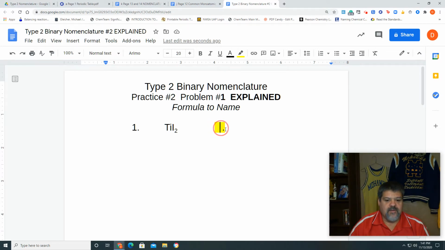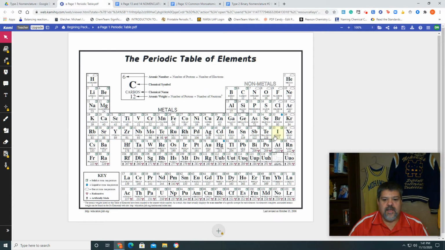So I'm going to quickly put in titanium over here, and then I'm going to put parentheses. We don't know what's going to go in the parentheses, but that's what it's going to be. So now we're going to do the I. I stands for, I go over here, iodine.